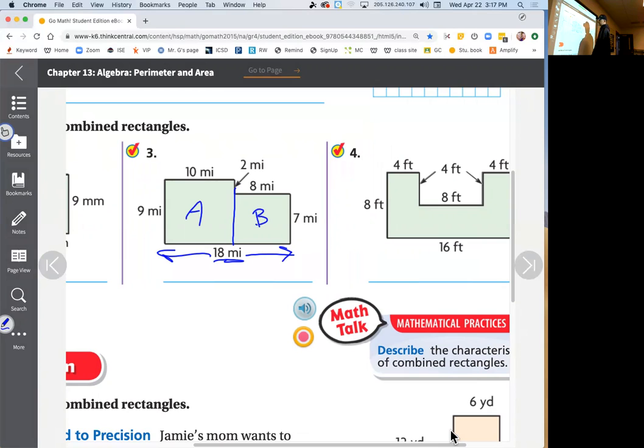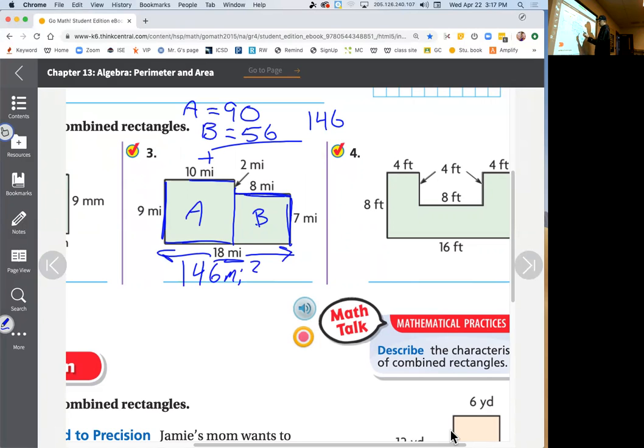Well, let's look at A. What's the base of A? It is 10. So area of A: we've got 10 times the height, which is 9, which gives us 90. Okay? So A is 90. What about B? Look at B. How tall is B? It's 7, times how wide is it? It is 8. What's 7 times 8? 56. So what do we do with 90 and 56? We add them together and we get 146. 146 what? Miles squared. 146 miles squared.